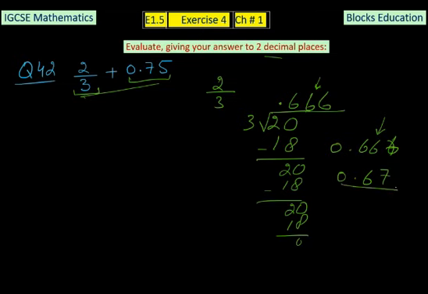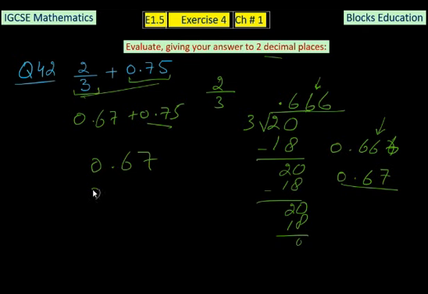So this is the answer of 2 over 3. So now you can replace 0.67 plus 0.75. Now to add the decimal places or subtract the decimal places, the rule is simple. You will write the first number 0.67 and you will write the second number 0.75. The only trick is that decimal should be on top of each other. The second number decimal should be underneath of the first number decimal.